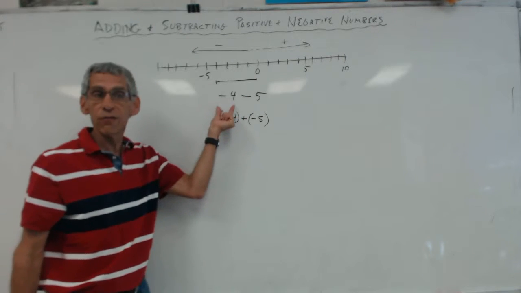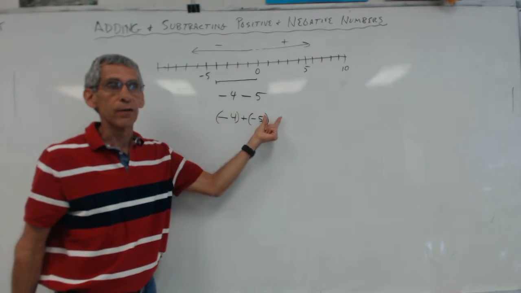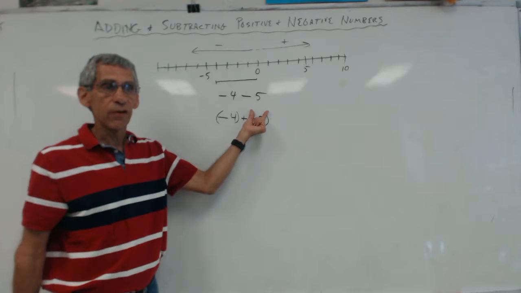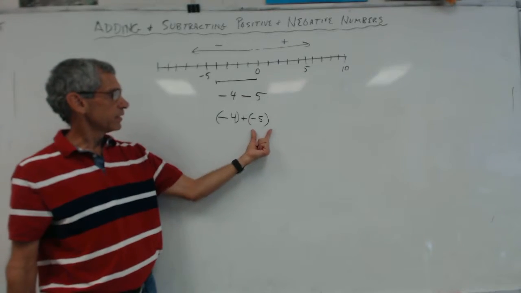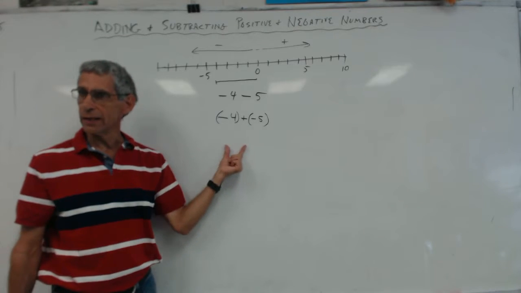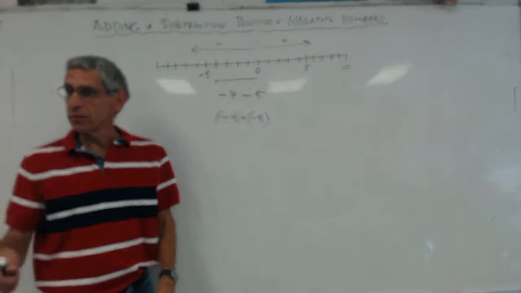So I'm saying negative 4 and negative 5. I'm not saying negative 4 minus 5. I'm saying negative 4 and negative 5 is negative 9. Do you see what I'm doing? I'm basically saying it this way, thinking in my brain like this, but I'm writing it like this because it's easier. I don't have to do all those extra marks, right?